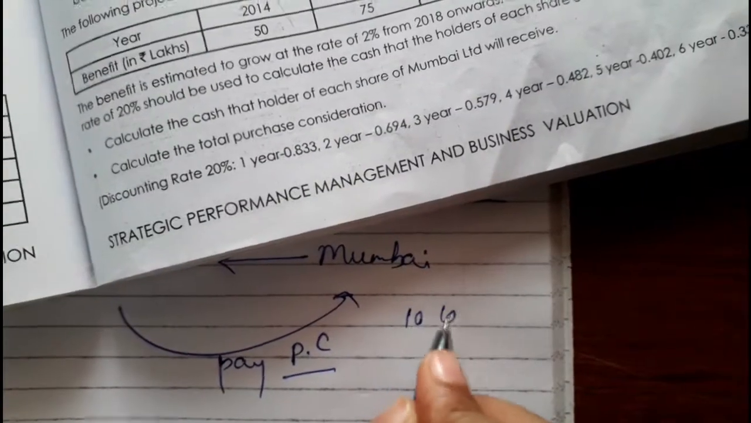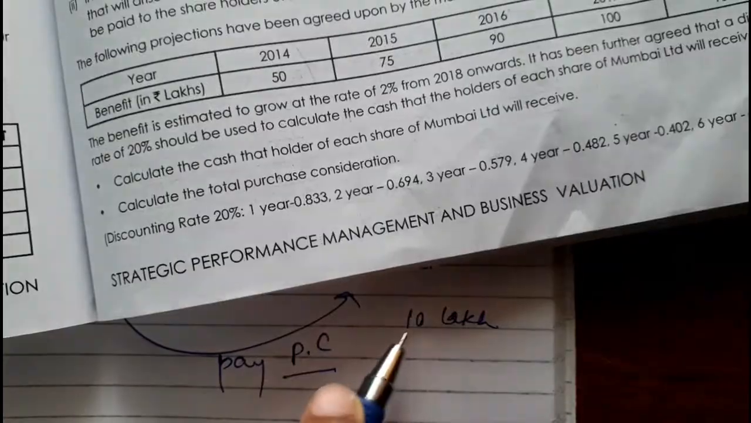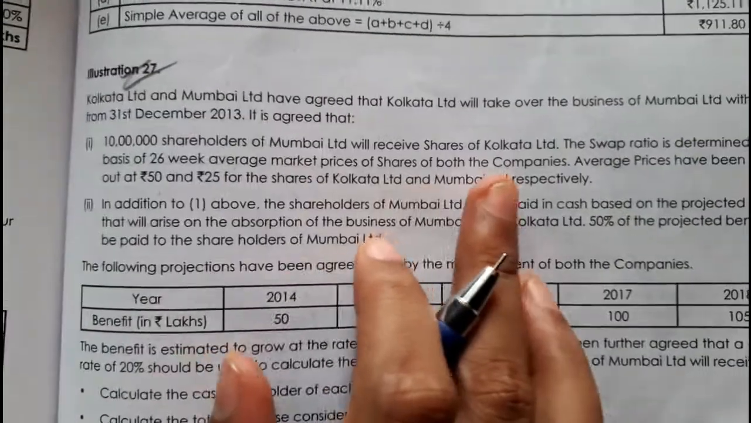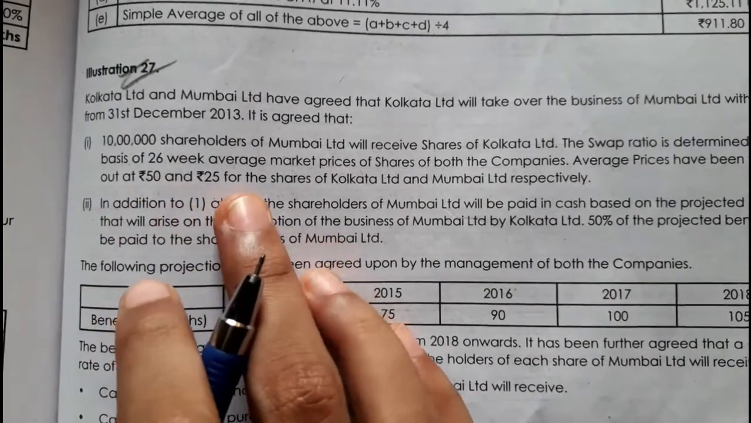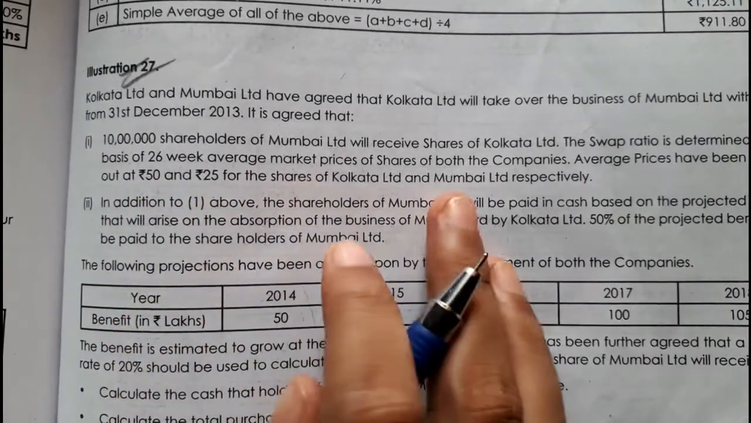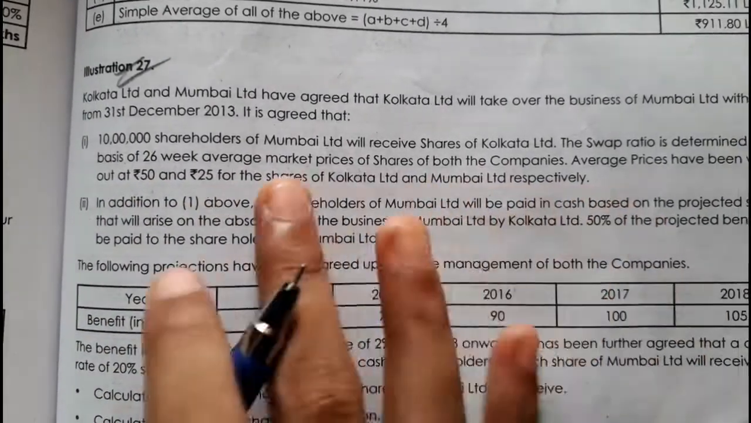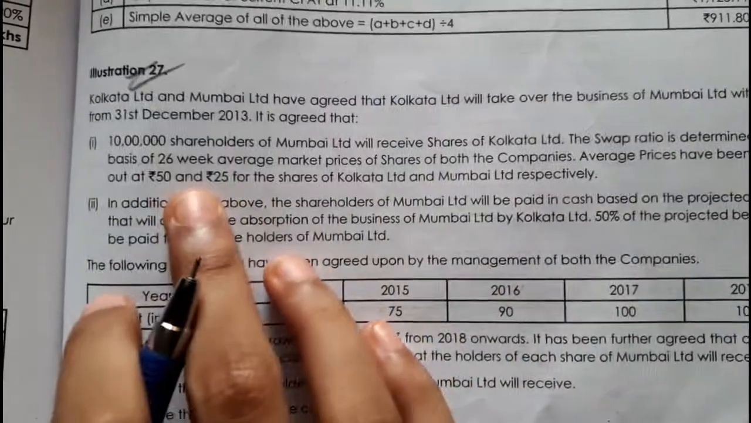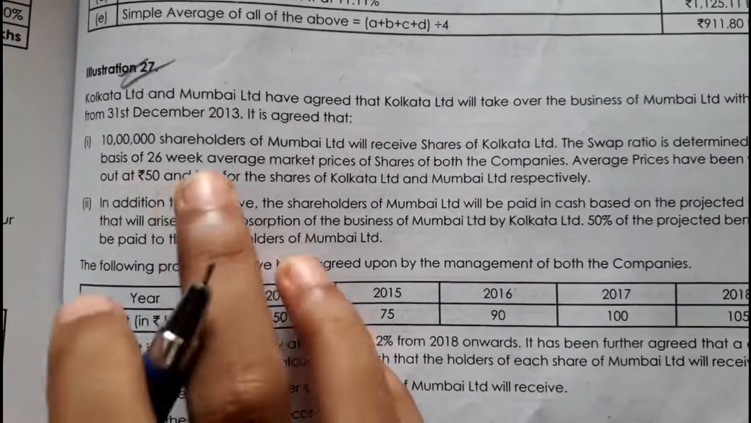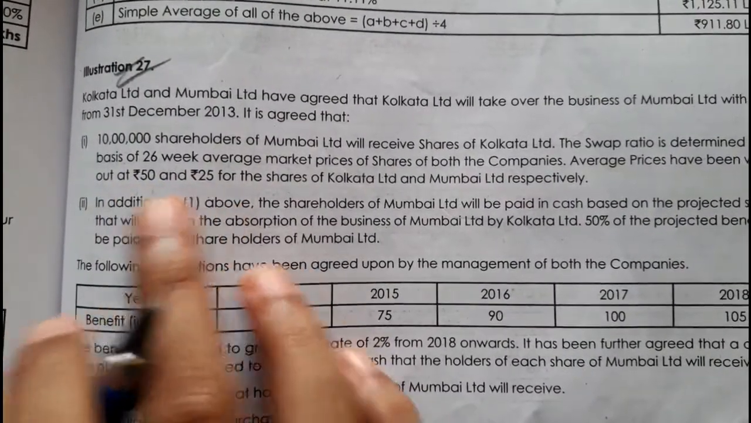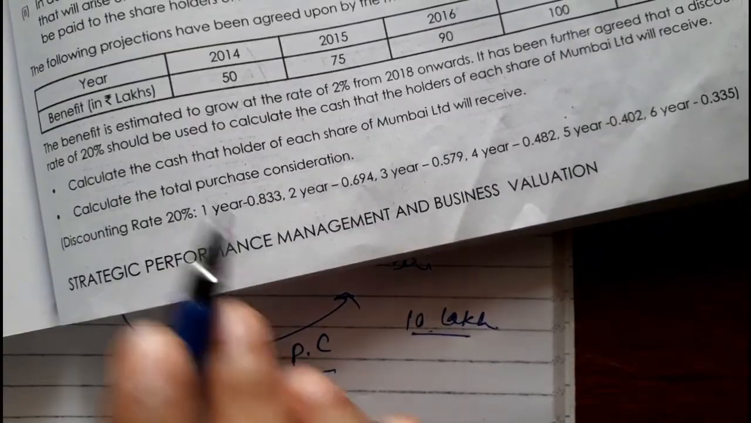There are 10 lakh, and they are going to receive the shares of this company. The swap ratio is on the basis of 26-week average market prices of both the companies. The swap ratio we have to find. Swap ratio is target company divided by acquired company. So 25 divided by 50, we'll get the swap ratio. Okay. The shares would be given in this ratio.